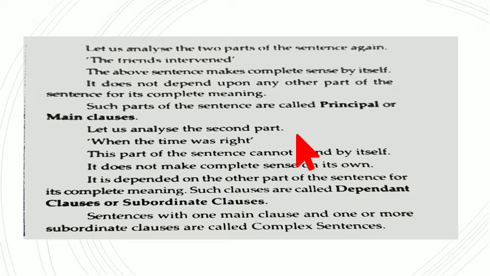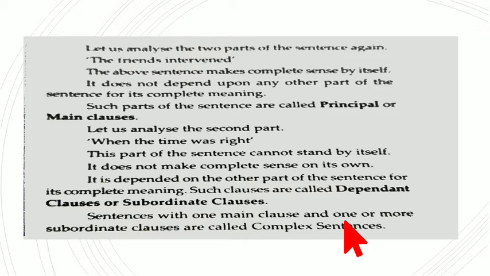Now a sentence with one main clause and one or more subordinate clauses is called a complex sentence. Here we are being introduced to what we mean by a complex sentence. It will have one main clause and one or more subordinate clauses.